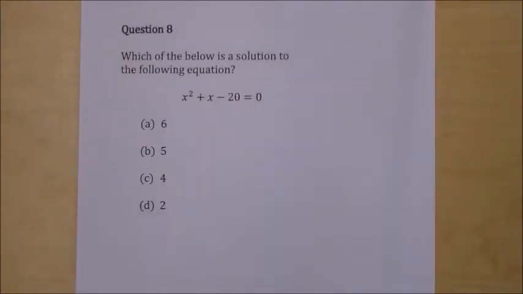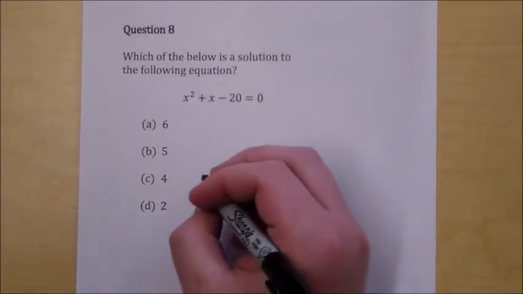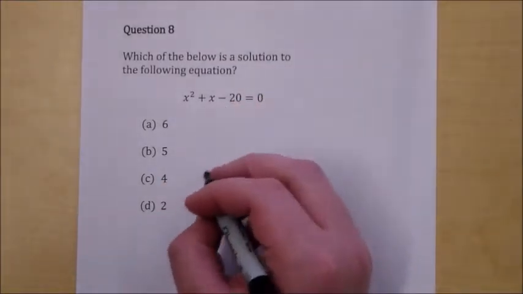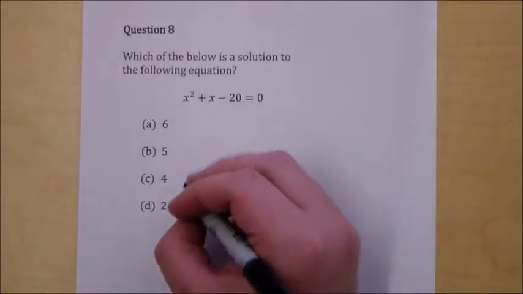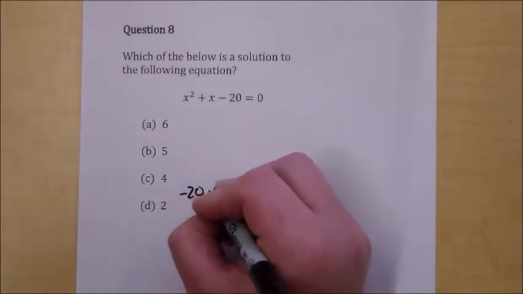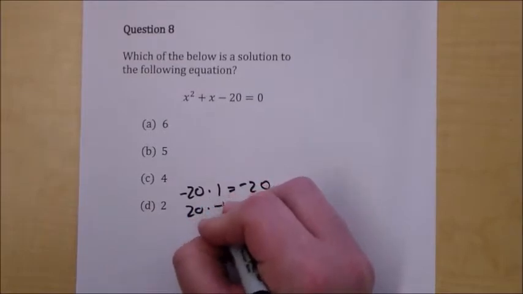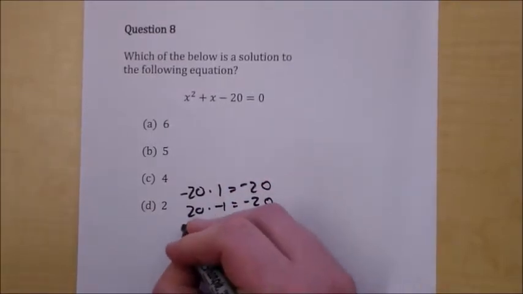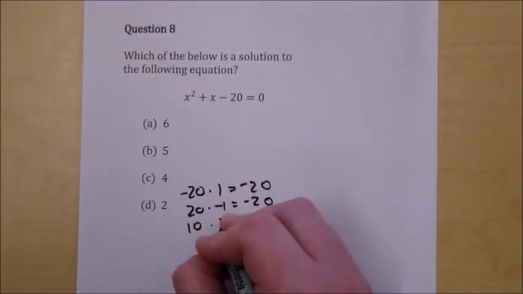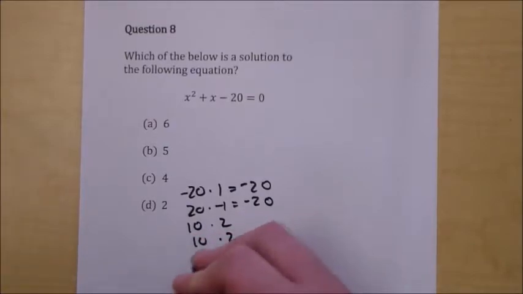Question 8, which of the below is a solution to the following equation? You're like, I just did this, I know how to do this. Okay, so we have 20 and we have negative 20. So we know the signs are going to be different. So we have negative 20 times 1 to get us to negative 20. We have 20 times negative 1 to get us to negative 20. We have 10 and 2. What else do we have? We have 5 and 4.